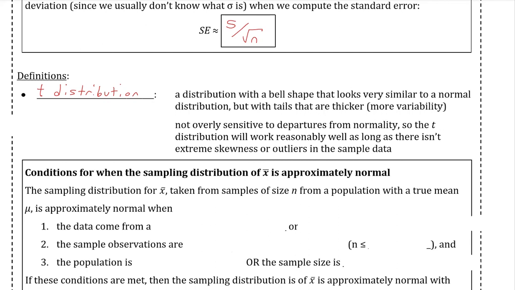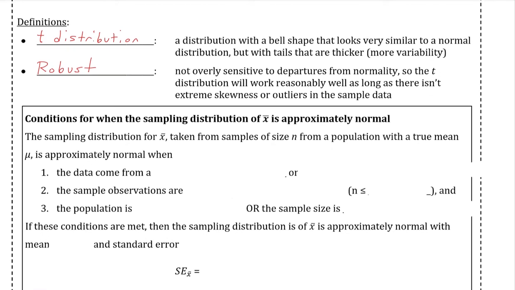The t-distribution will be a very useful tool for us statisticians, as it has a quality known as robustness. Being robust means that it is not overly sensitive to departures from normality, so the t-distribution will work reasonably well, as long as there isn't extreme skewness or outliers in the sample data. If we tried to rely on the normal distribution for everything, we would risk minor departures from normality influencing the results heavily.